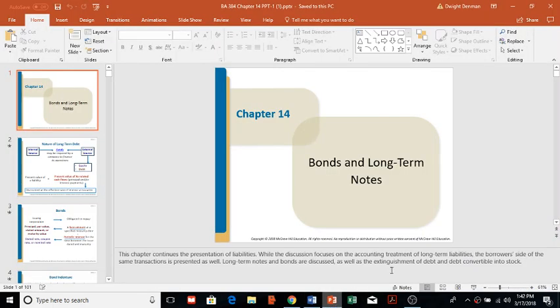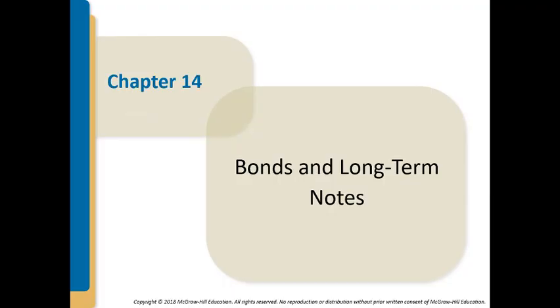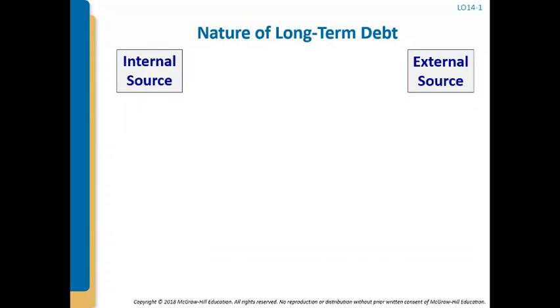All right, so chapter 14, bonds and long-term notes. There are different ways that companies can finance their operations, especially as it relates to capital improvements and big additions, big projects, big equipment and manufacturing facility purchases.